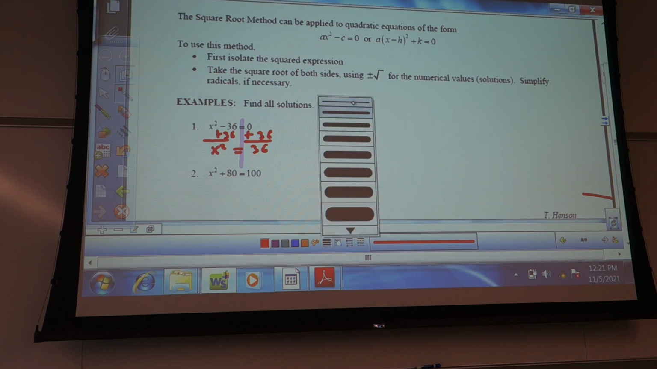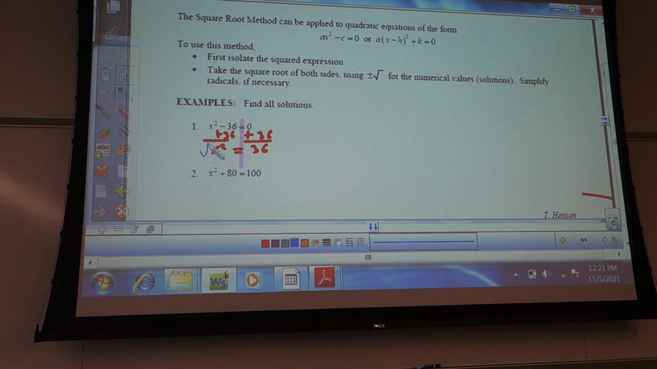Now, I have the x squared by itself. I can square root both sides. Square root this side, square root that side. And I'll get x equals, okay, so what's the square root of 36? 6. Or negative 6. So remember, when you square root them, there's always going to be those two answers. So x equals 6 or negative 6? Remember, it's x squared, so there should be two solutions.